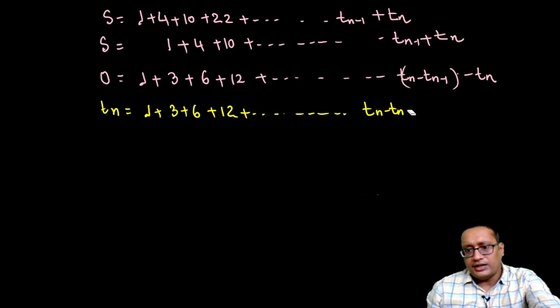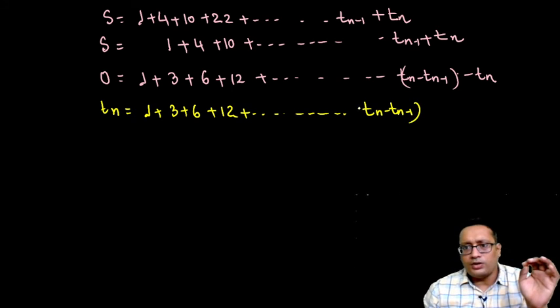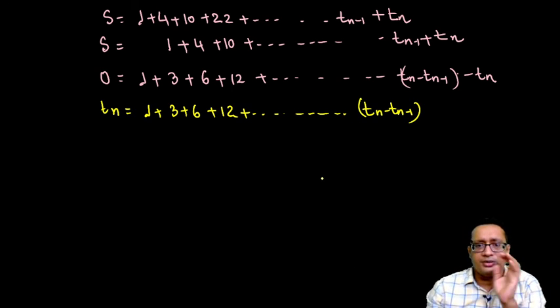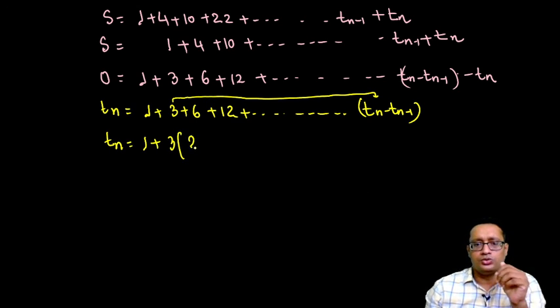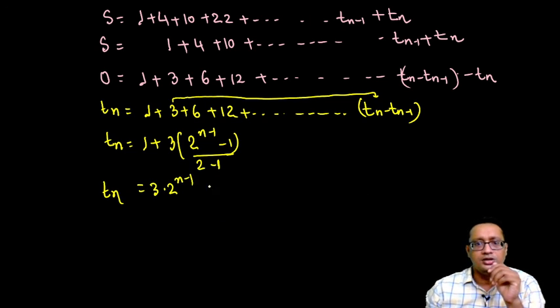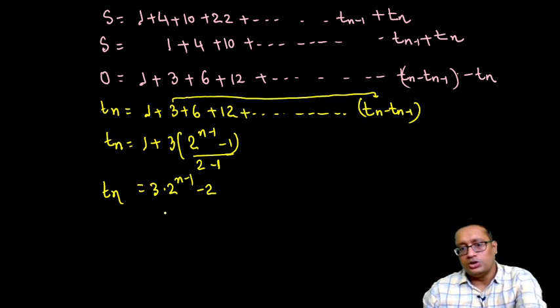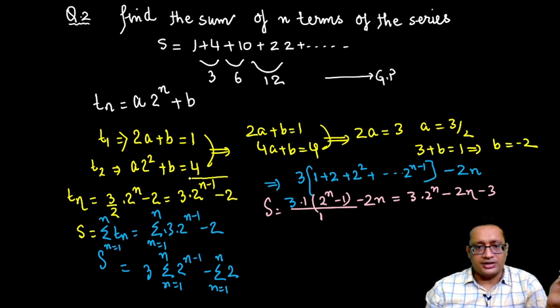First, again I will say what you are finding: from the second term you are finding the GP, 3, 6, 12 from here. So the number of terms is n minus 1. So I am writing Tn is equal to 1 plus 3 times, common ratio 2, number of terms n minus 1, upon 2 minus 1. It becomes 3 into 2 to the power n minus 1, and minus 3 plus 1, it becomes minus 2. And what are we getting here? The same thing.